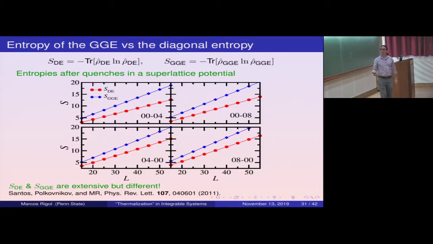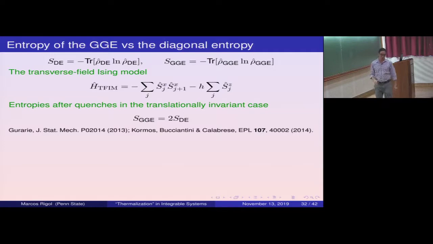So the entropies of the two are different. And you see the GGE is higher than the diagonal. So this one is sampling exponentially many more states than the diagonal ensemble, right? That's pretty amazing. I'm just telling you, if I look at the observables, I get the same result, even though the two ensembles have exponentially different numbers of states. So it turns out that for the transverse field Ising model, translational invariant, you can prove that the difference between the two is a factor of 2.